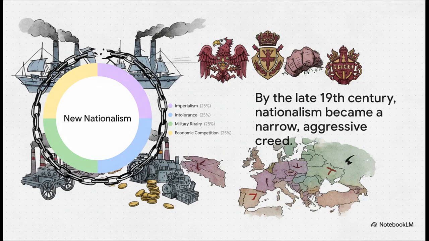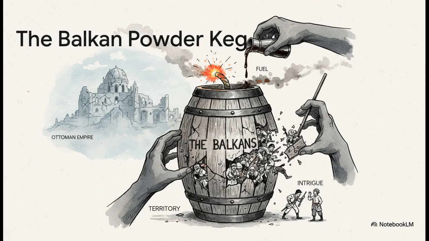And that drove a fierce competition for colonies, for resources, and for military might. And there was no place on Earth where this was more explosive than in the Balkans. As the old Ottoman Empire started to crumble, all these different ethnic groups began to fight for their own independence. But these brand new nations were incredibly jealous and suspicious of each other. And to make it all worse, the great powers of Europe were all meddling in the region, trying to grab influence for themselves. It was an absolute recipe for disaster.